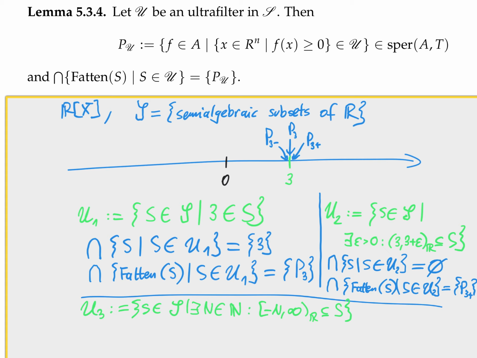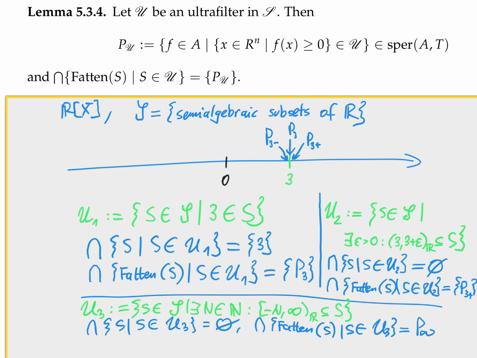And yeah, again, you know, it's an easy exercise to show that this is an ultrafilter again. And now again the intersection over all S, where S is in U3, is empty. But the intersection of our fattenings, easy exercise, is actually P infinity. You know, where P infinity is this prime cone corresponding to the point plus infinity.